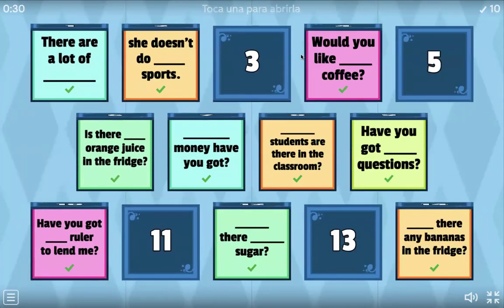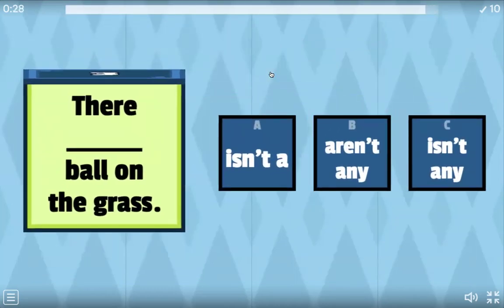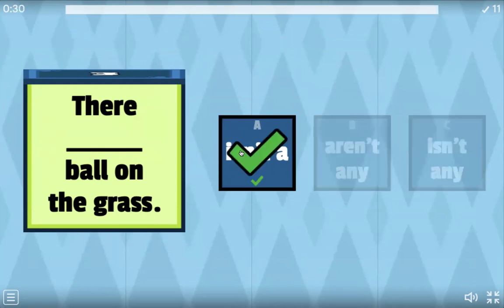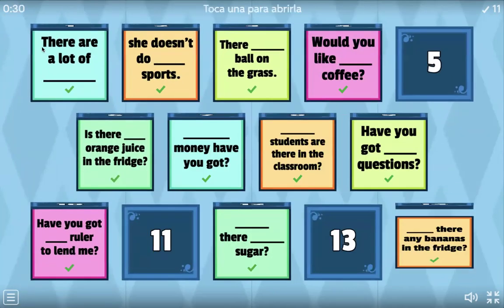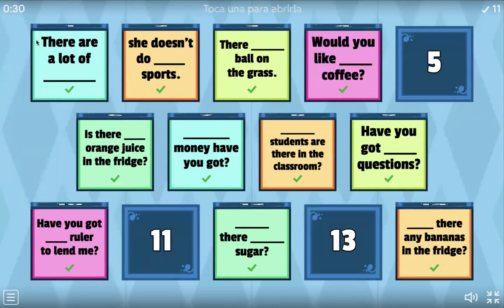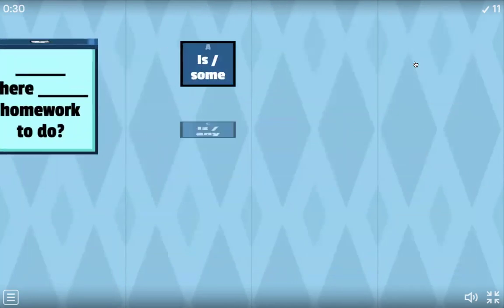Natalie, number 3. There isn't a ball on the grass. Correct. Antonio, sorry, Antonio, because I always get confused with your name. 5, 11, or 13? 5.